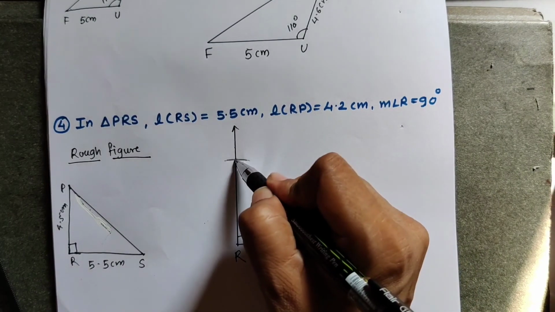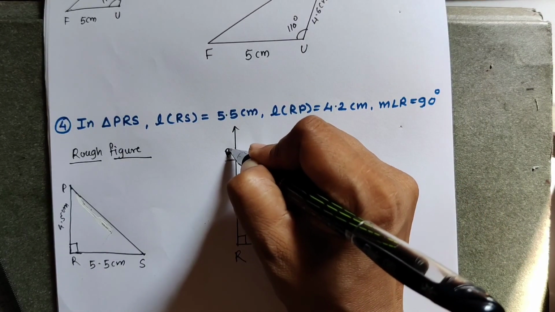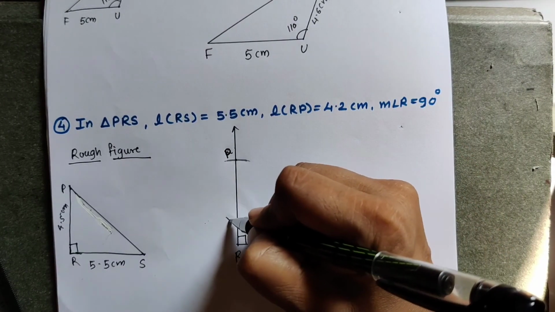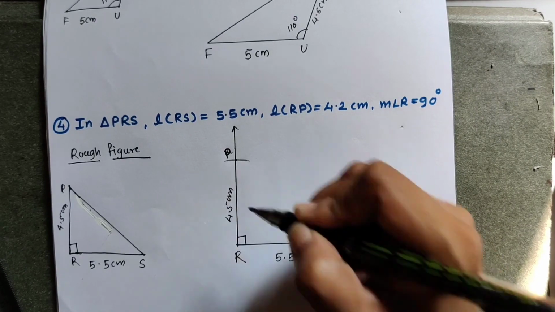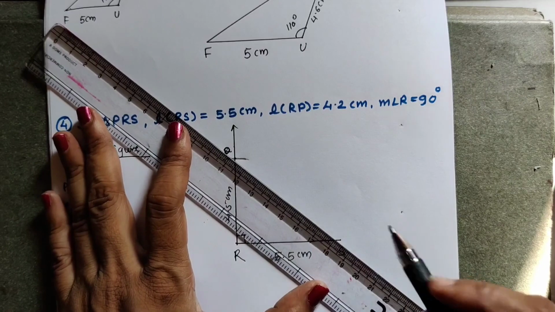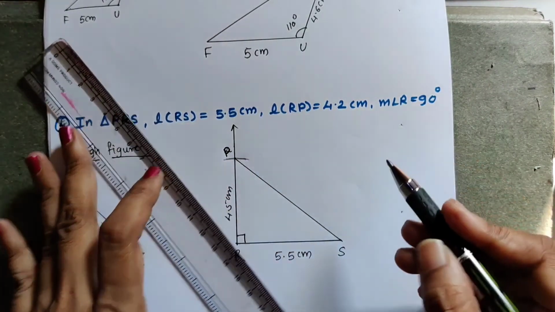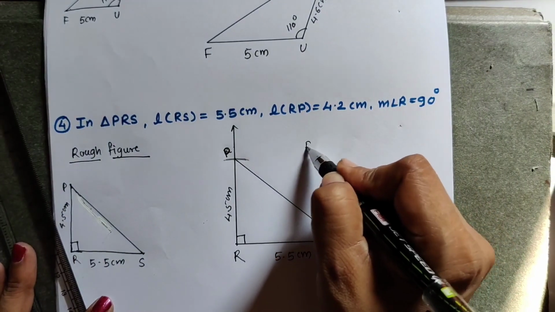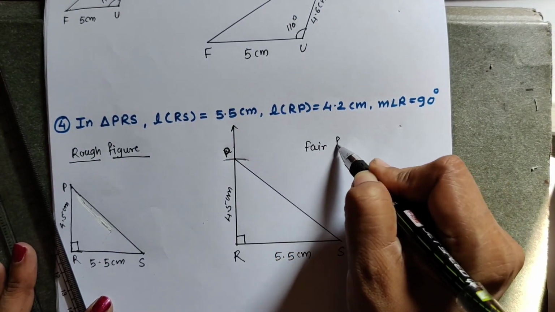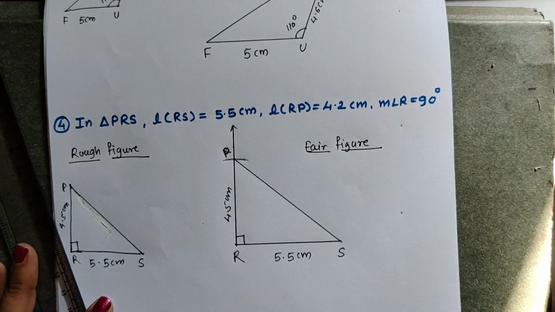And now placing our pointer on point R, we can draw an arc, and this is point P. Sorry, this is P, not R. This is 4.5 centimeter. RP is 4.5. Now we have to join point P with point S, and this way we can get the fair figure of triangle PRS.